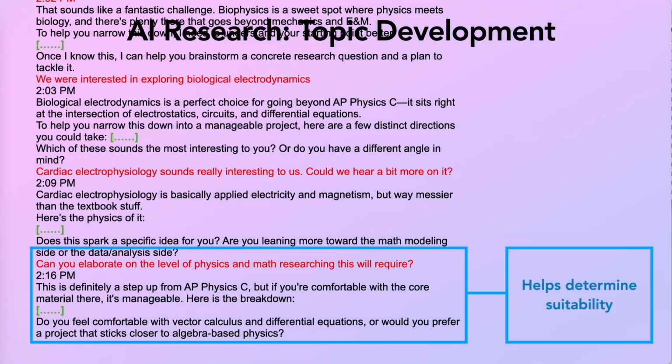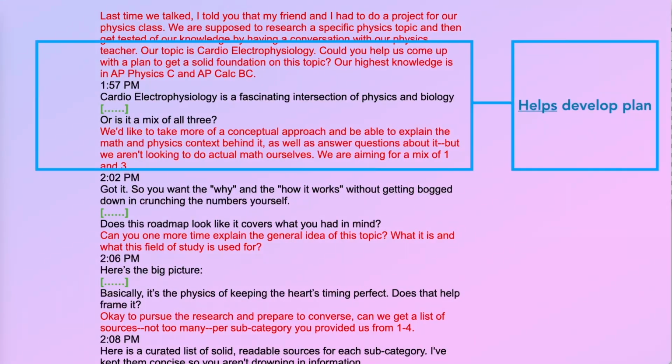They get down here, they say, can you elaborate on the level of physics and math researching this will require? So they were able to say, hey, is this something we're capable of? So it helped determine the suitability. Again, something that a student just kind of picking a topic out of a book would not be able to do. In here, they say, can you help us come up with a plan for a solid foundation on this topic? And it helps develop the plan iteratively by interacting with the student.